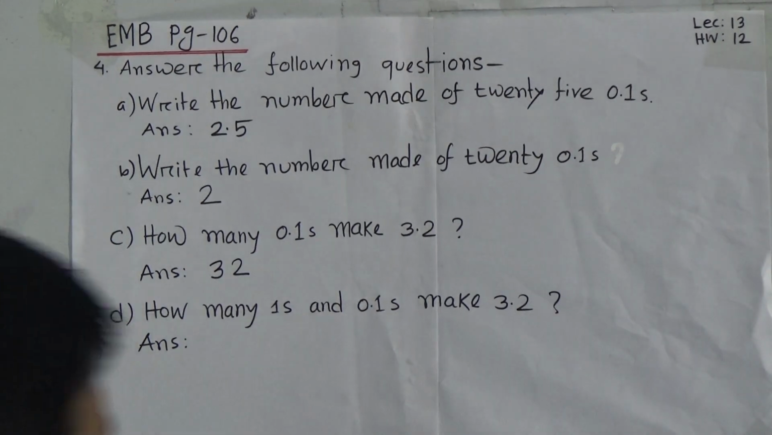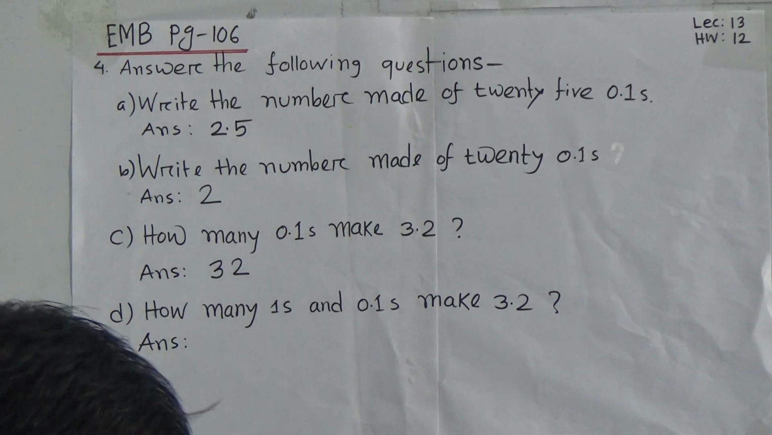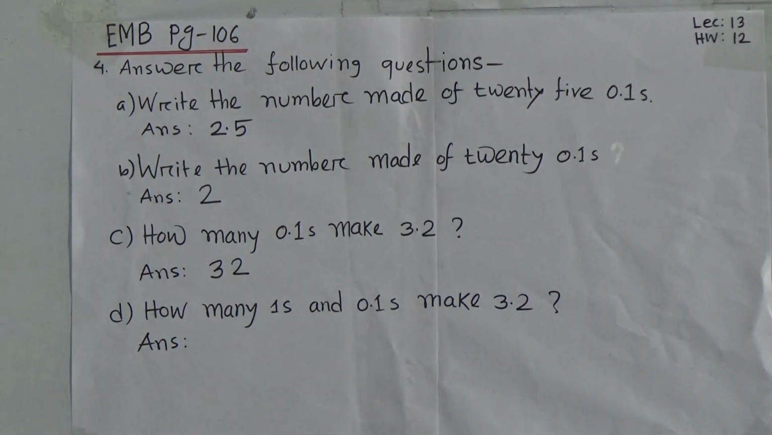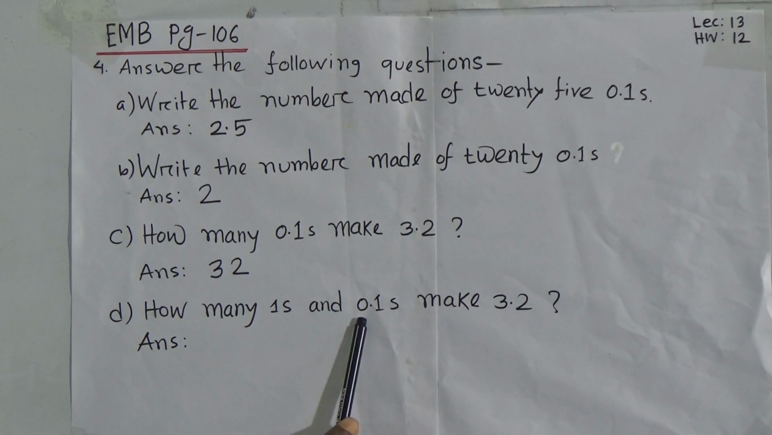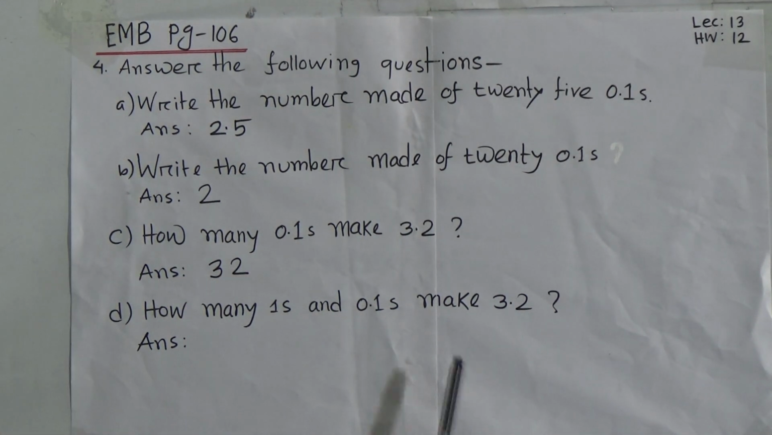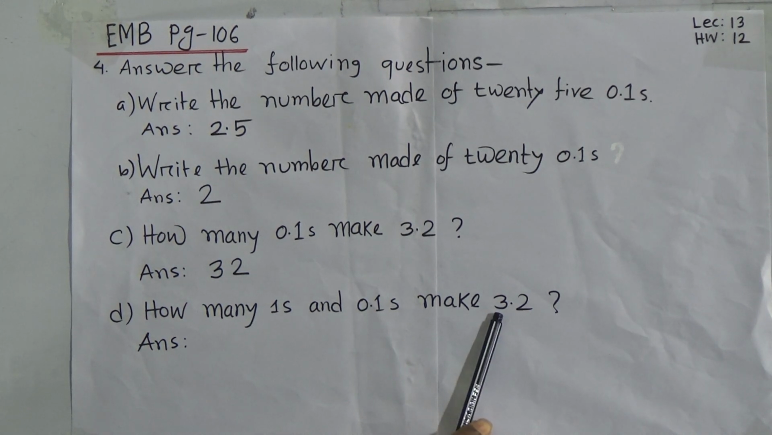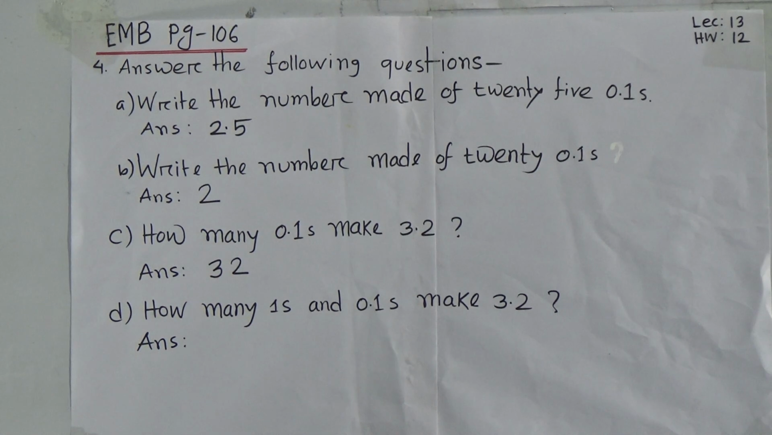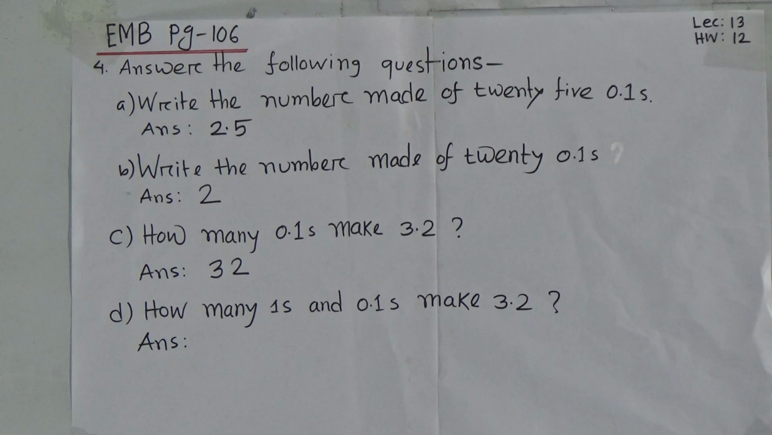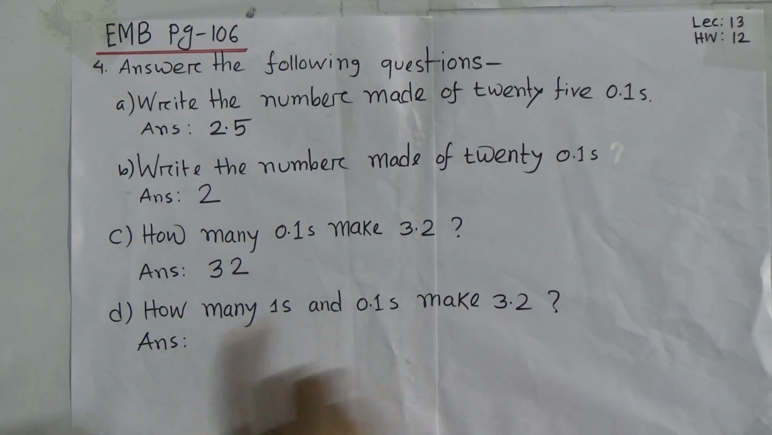Now, the number question you can solve easily, I think. How many 1s and 0.1s make 3.2? Look, 3 is the integer number. That means 3 1s are 3, we know. So we can say that 3 1s are 3.